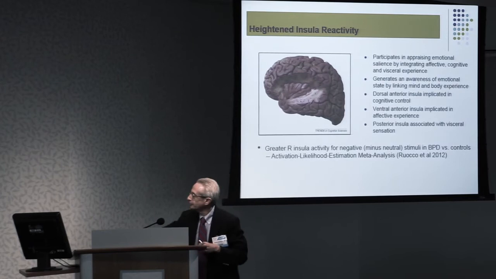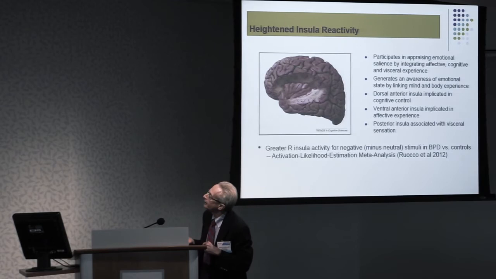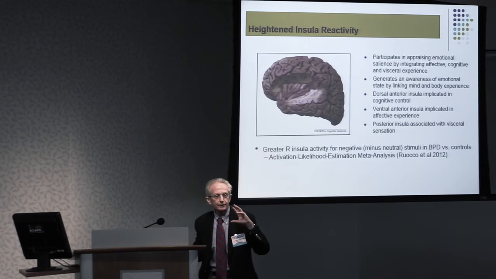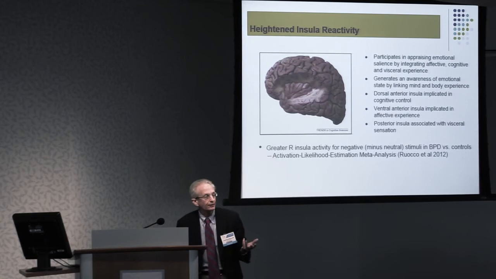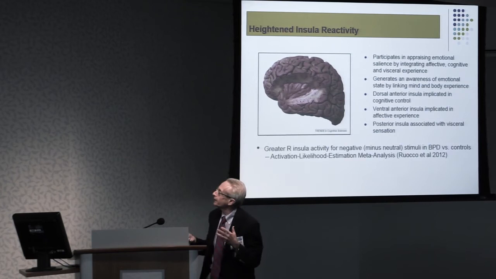Now, we've talked a lot about the amygdala, and the emotional world for a long time has been very amygdala-centric. But there's a really important region of the brain, the insula, that people are beginning to talk more about. This is where the insula is located, inside the brain. And the insula is part of that salience network. It's really a central node of the salience network. And it participates in appraising the emotional salience of a situation by integrating the affective experience, the cognitive experience, and our physical, physiological, somatic experience of emotion. And it generates an awareness of our emotional state by linking the mind and the body experience.